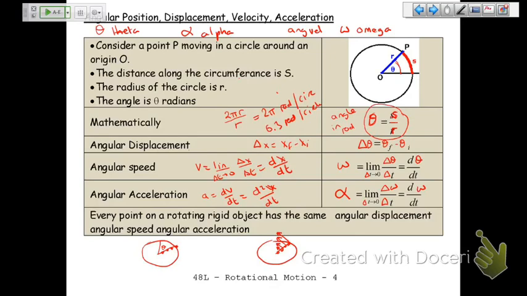In linear terms, describing the motion of a wheel is incredibly complicated. In angular terms, every point on that rigid wheel has the same values of angular displacement, angular velocity, angular acceleration. It makes life so much simpler.